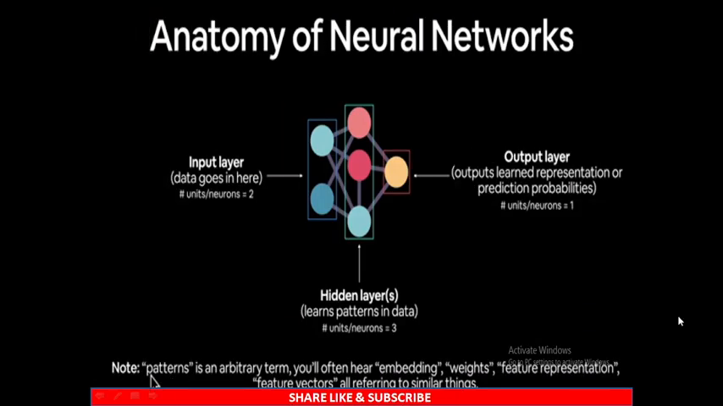And the anatomy of neural networks, as we have discussed earlier: the input layer, the hidden layer, and the output layer. In the input layer, the data goes in, and the hidden layer learns the patterns. That is very important. And the output produces the representation and predictions, based on the probability of numbers.